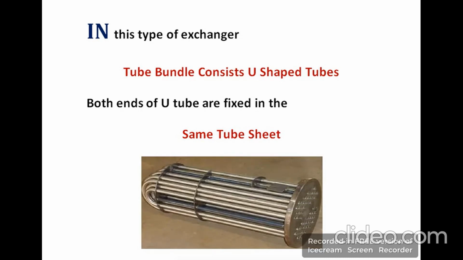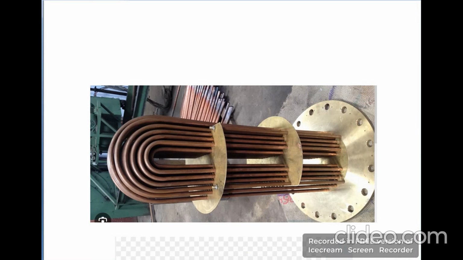As the name indicates, it consists of tubes in the form of bundles. So this whole bundle of tubes is fixed in only a single tube sheet. In this diagram you can see that the circular plate is called a tube sheet, and the whole bundle of tubes is fixed in only this single tube sheet. So both ends of these tubes are fixed in this single tube sheet. In this diagram you can observe a tube bundle fitted in a single tube sheet, and both ends of these tubes are fitted in only a single tube sheet.